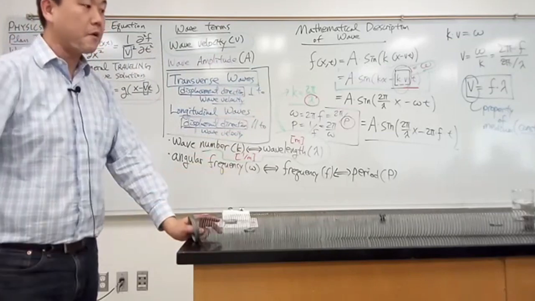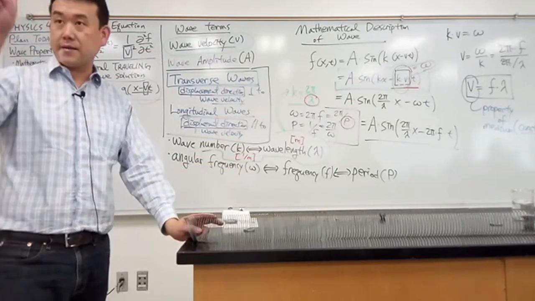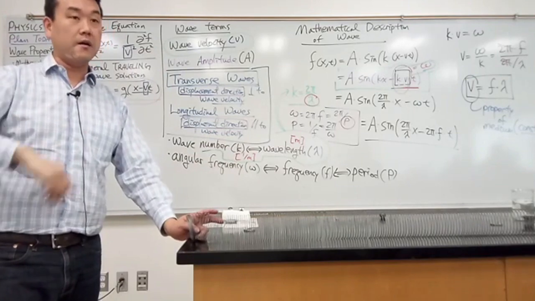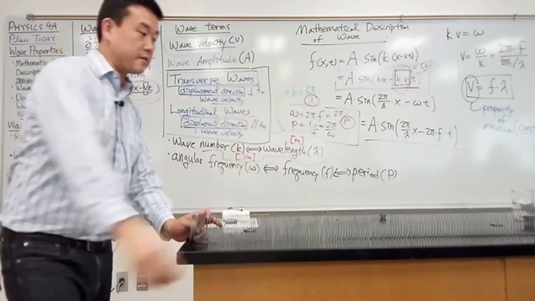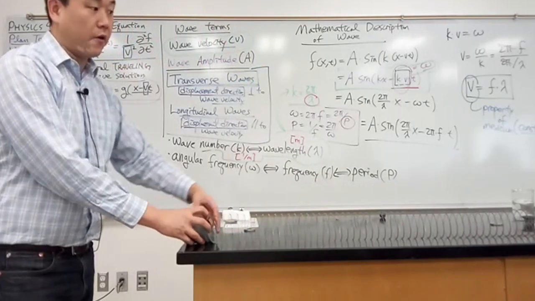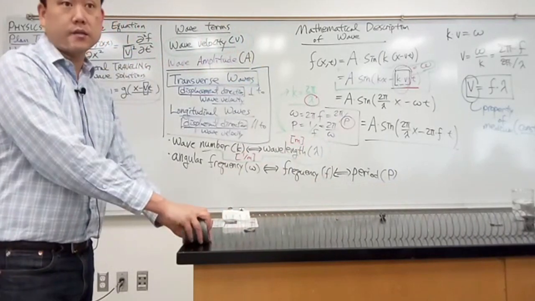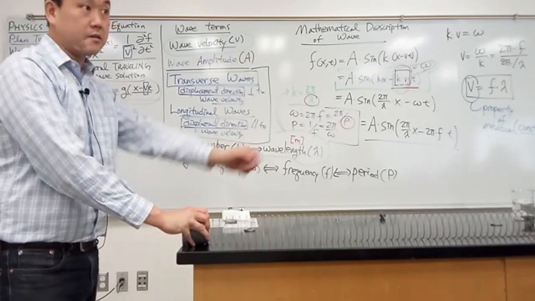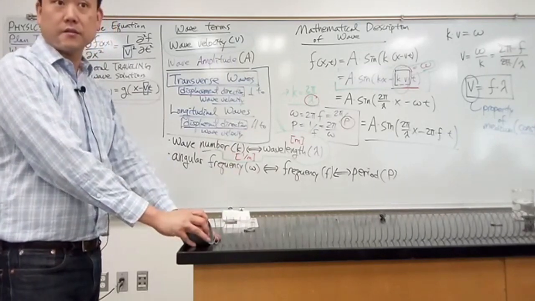With this slinky, there are two ways I can change it. I can change the tension, and I can change the linear mass density. So if I pull this, I have increased the tension, and I have also made it less dense. You will see that the wave now travels faster. Same distance, but it travels faster.